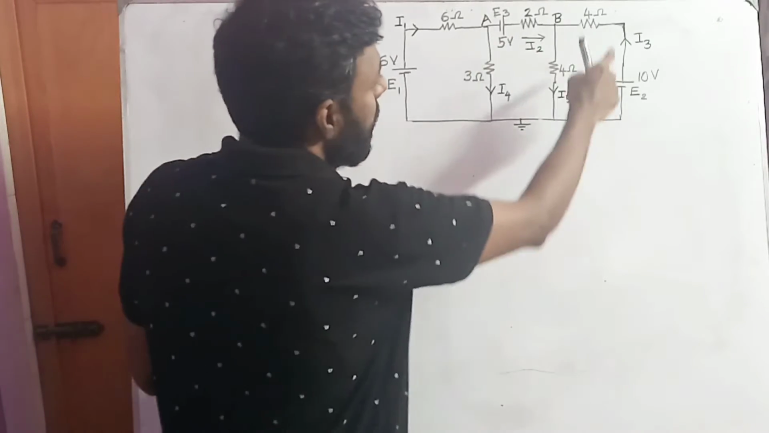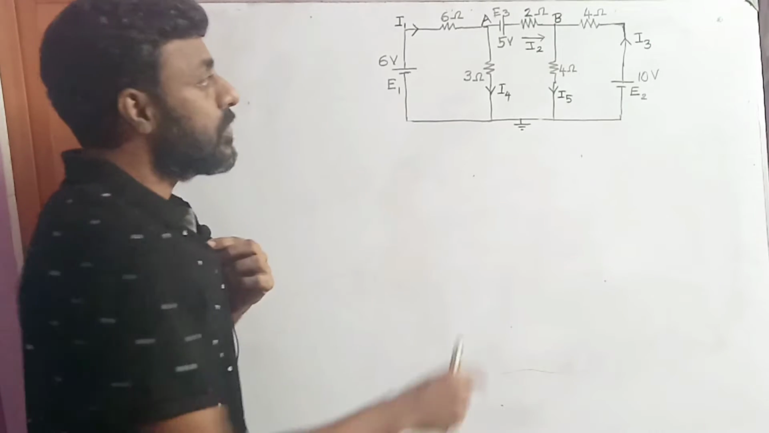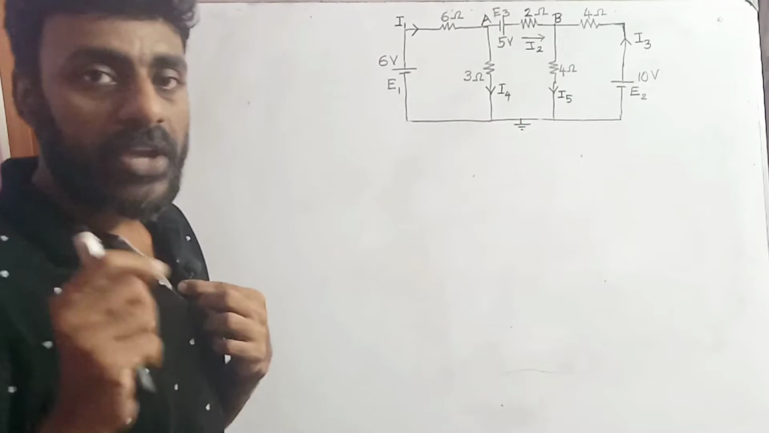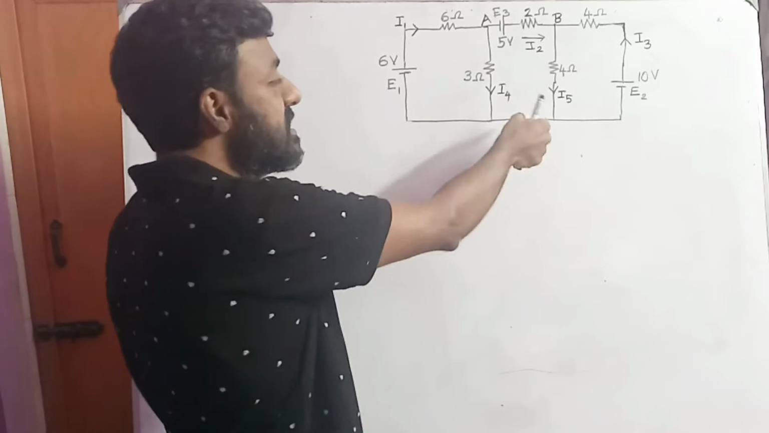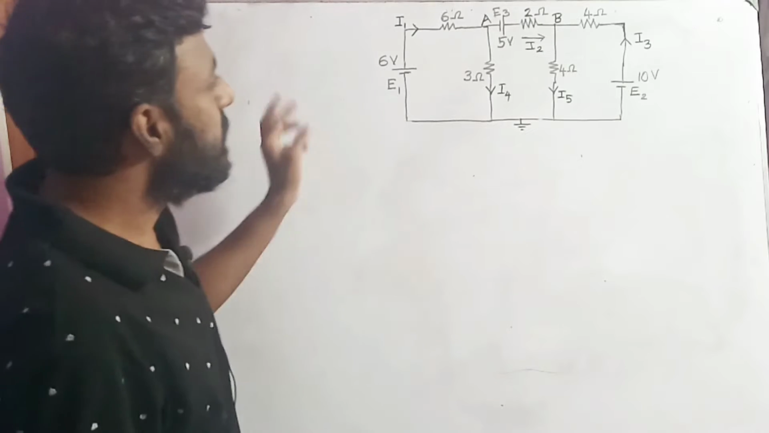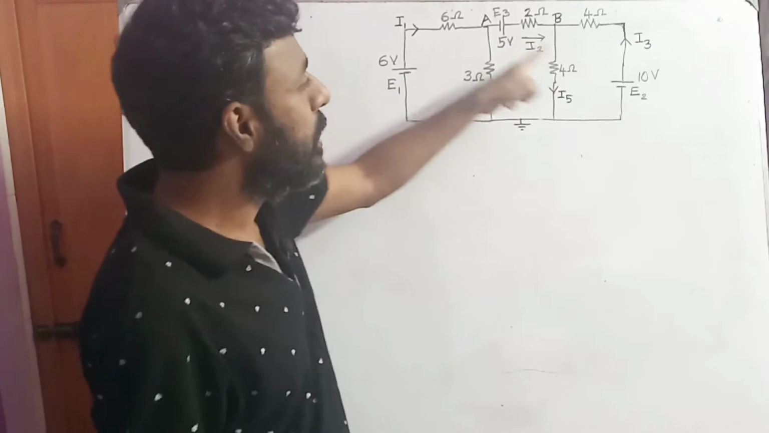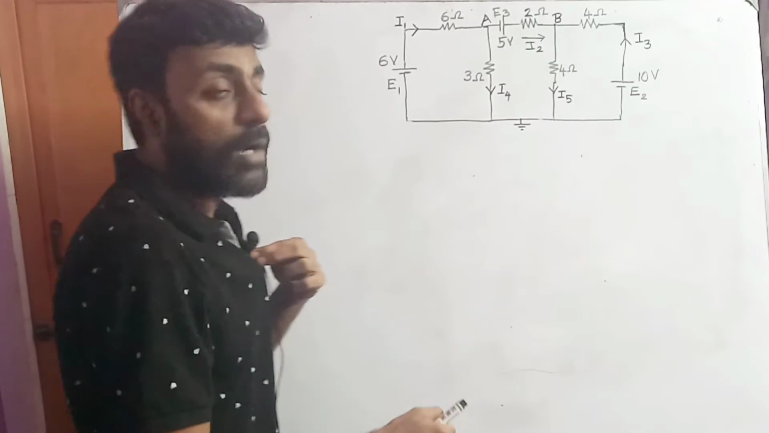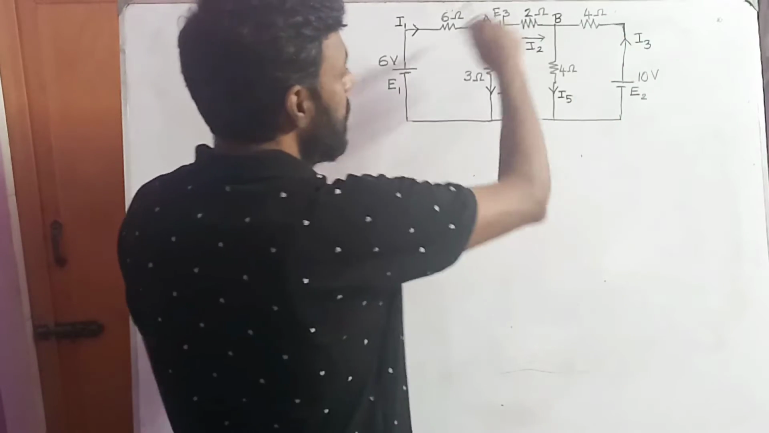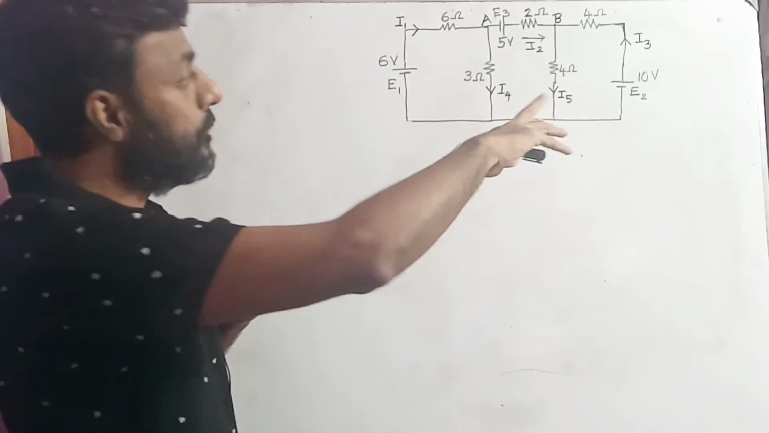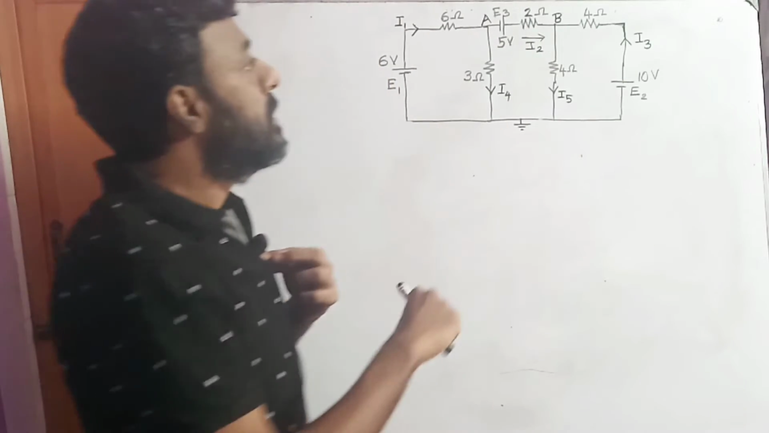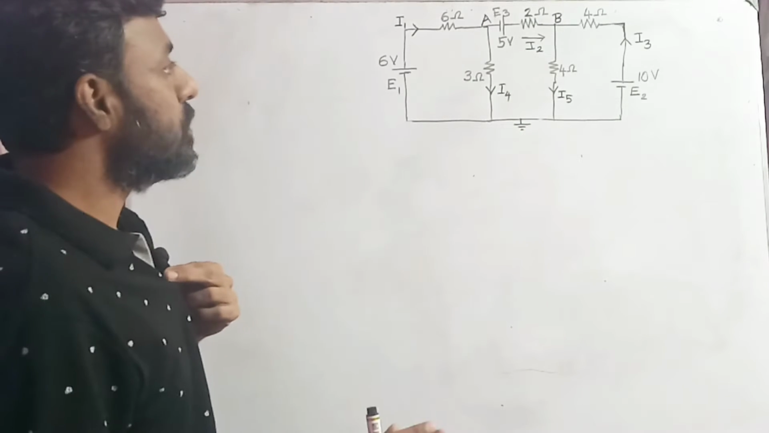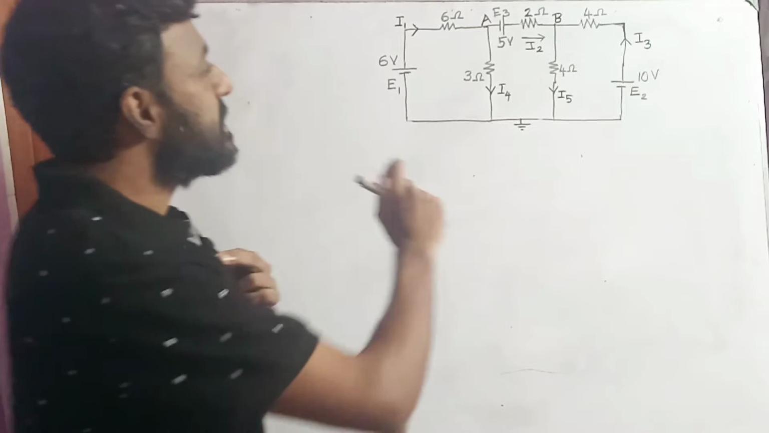So in this circuit diagram, we need to consider two nodes. A is a node, B is a node, and similarly C is called the reference or the datum point, which is connected to the ground. In this circuit diagram, you have three voltage sources, of value 6 volt, 5 volt and 10 volt. You have resistors, so this is a resistive network. Now we need to find the value of the currents that are looping around the circuit. So let's get into the video.